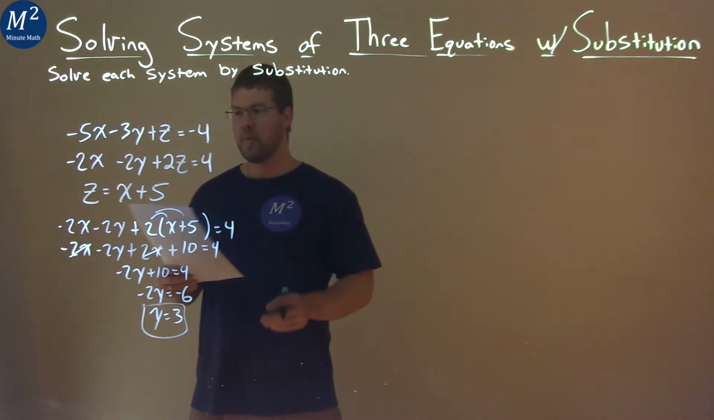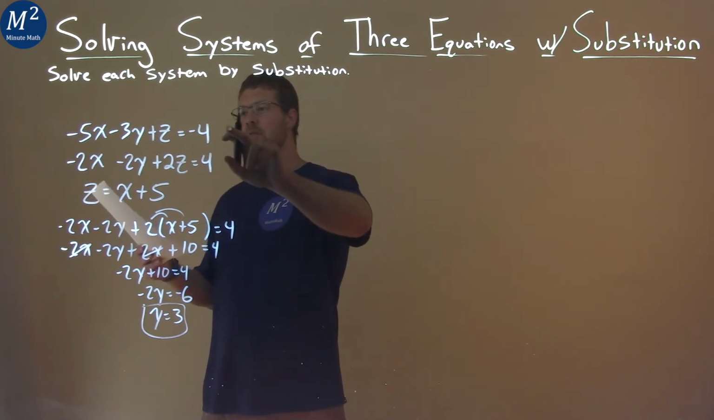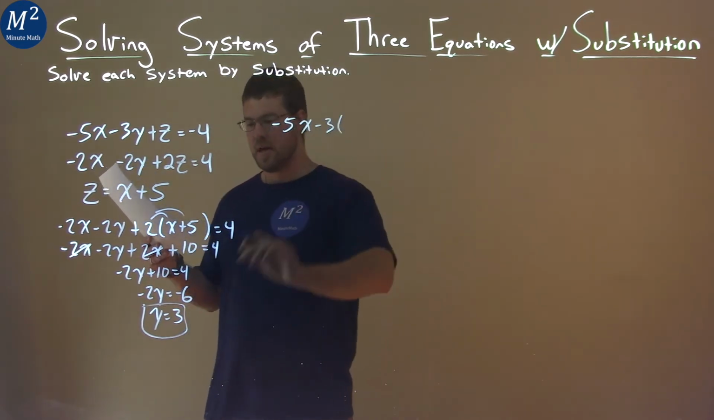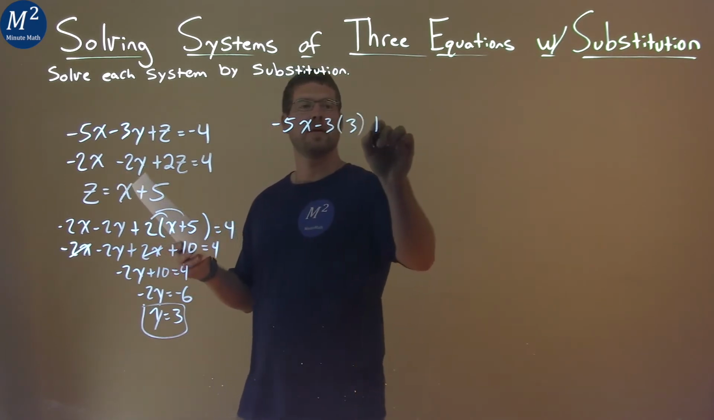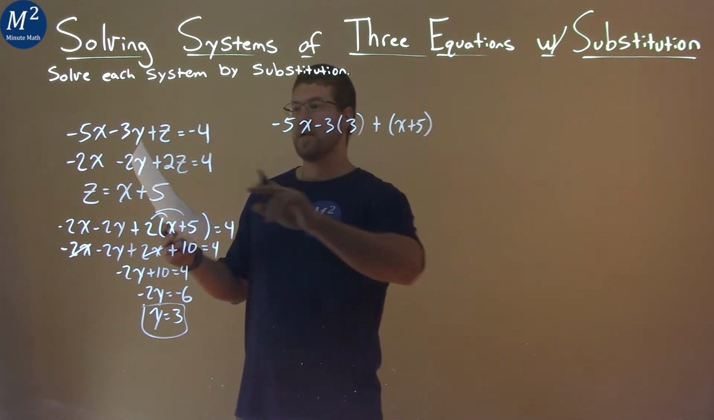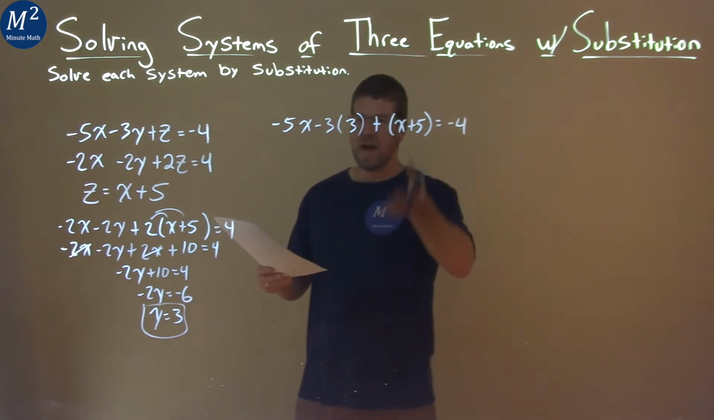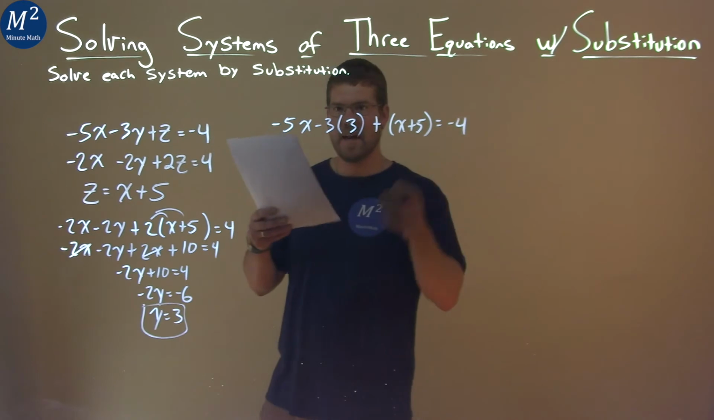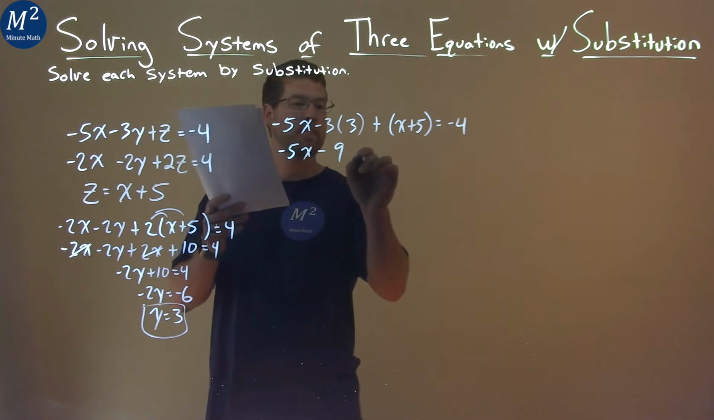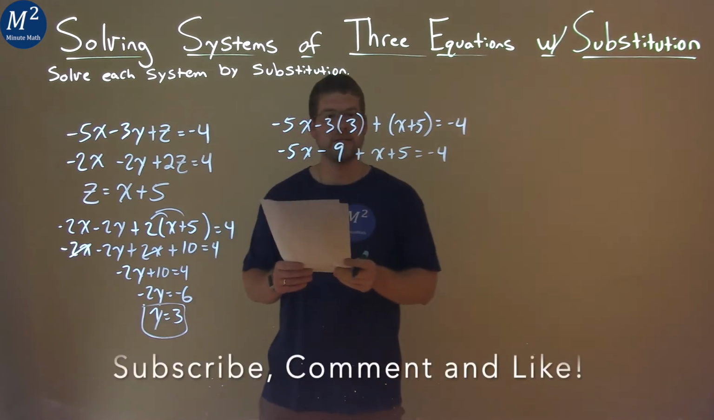Then from there, what we want to do is, okay, we have y equals positive 3. Let's look at our first equation, and let's put that y equals 3 in for this y right here. So we have negative 5x minus 3 times a positive 3, and now watch this. Instead of z, we put the third equation in, x plus 5, and keep going, equals negative 4. And now we have an equation only with x's, so we can solve it to get x by itself. So negative 5x comes down, negative 3 times 3 is negative 9, plus x plus 5 equals negative 4.